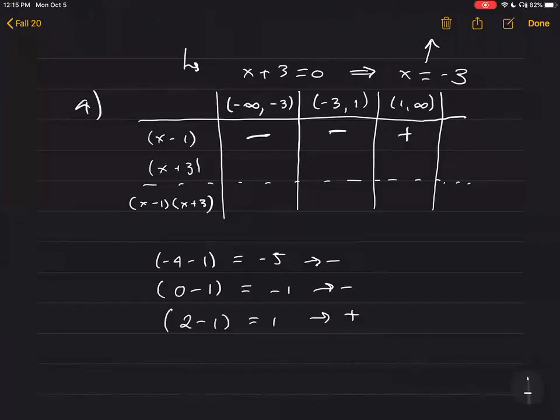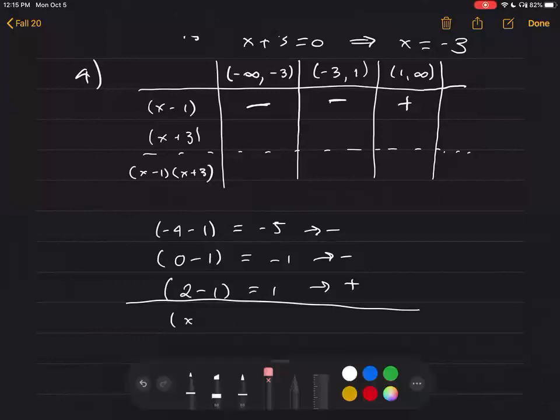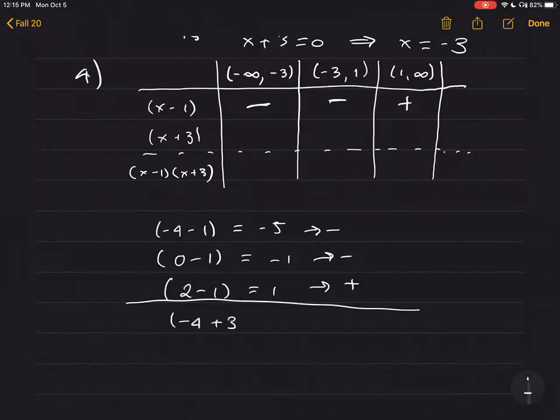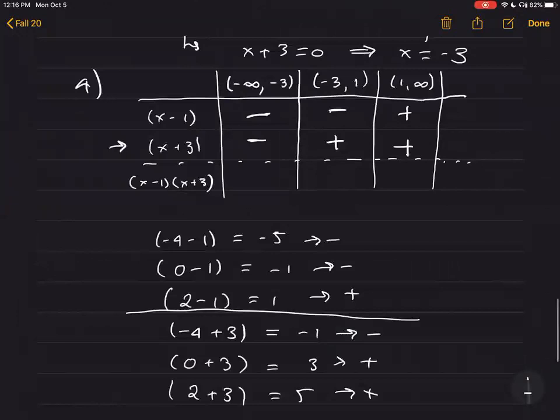And for the next one, let's pick our same points. We're going to plug in -4 for x plus 3 because we're dealing with this one now. And that's going to be equal to -1. So that's negative. And then we have 0 plus 3, the next point. And that's going to be 3, and that's positive. And then lastly, we have 2 plus 3 is 5, and that is positive. So we can fill this in. That's positive. That's positive.